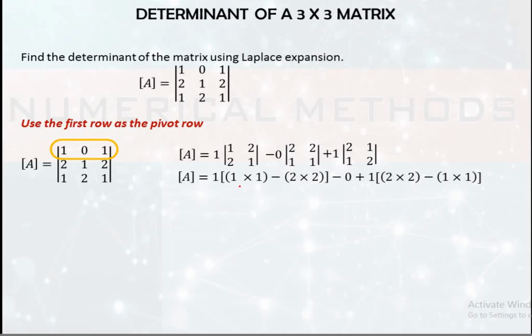So, saan ko nakuha itong 1 times 1? Diba? Sabi natin kanina, take the product of this diagonal. Yan po yung 1 by 1. Then, minus the product of this, minus 2. At dito, yung cofactor ng 1. Baka malito kayo dyan. Bakit dito 0 na lang?